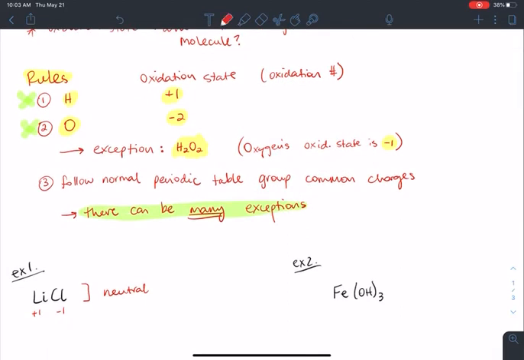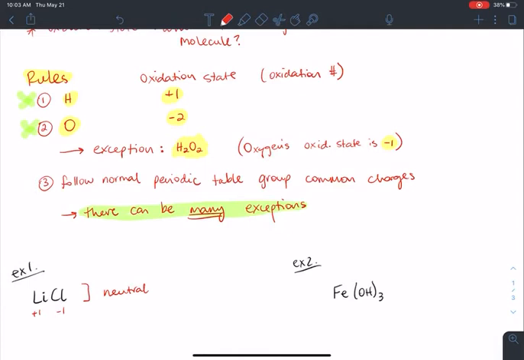So the first one's easy. It is an ionic compound because we have a metal and a non-metal. We know that lithium, where it's at in the periodic table, has a +1 charge, and chloride has a -1 charge. Here we just assume that these are the normal charges because this is how we just deal with ionic compounds. And it's neutral, so that all works out.